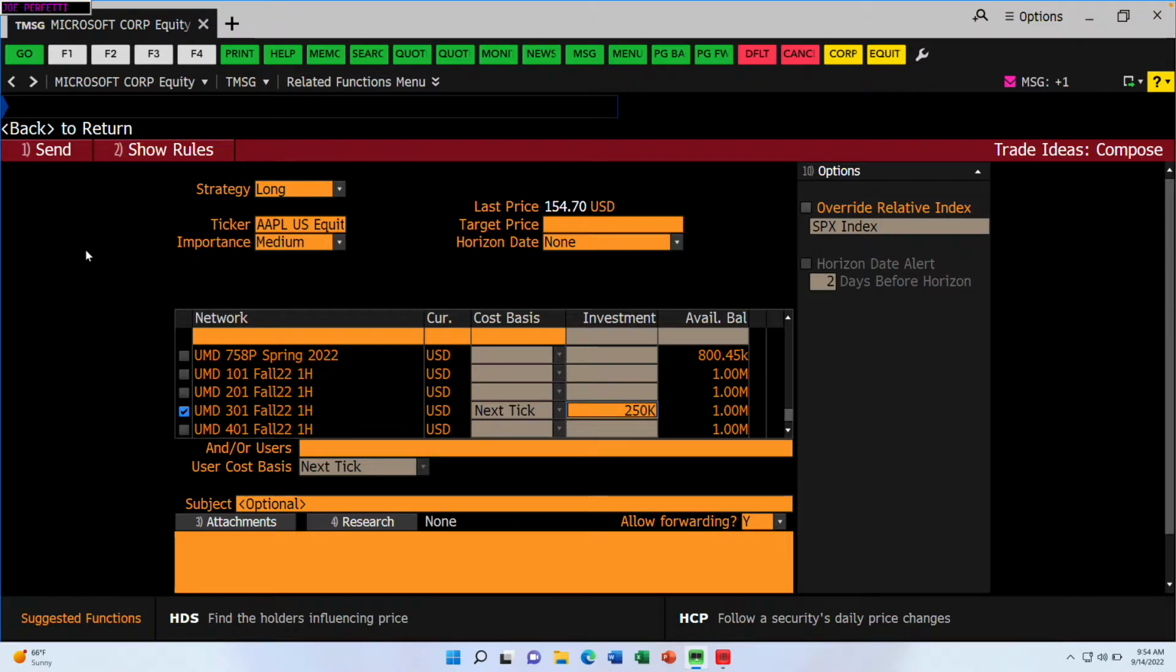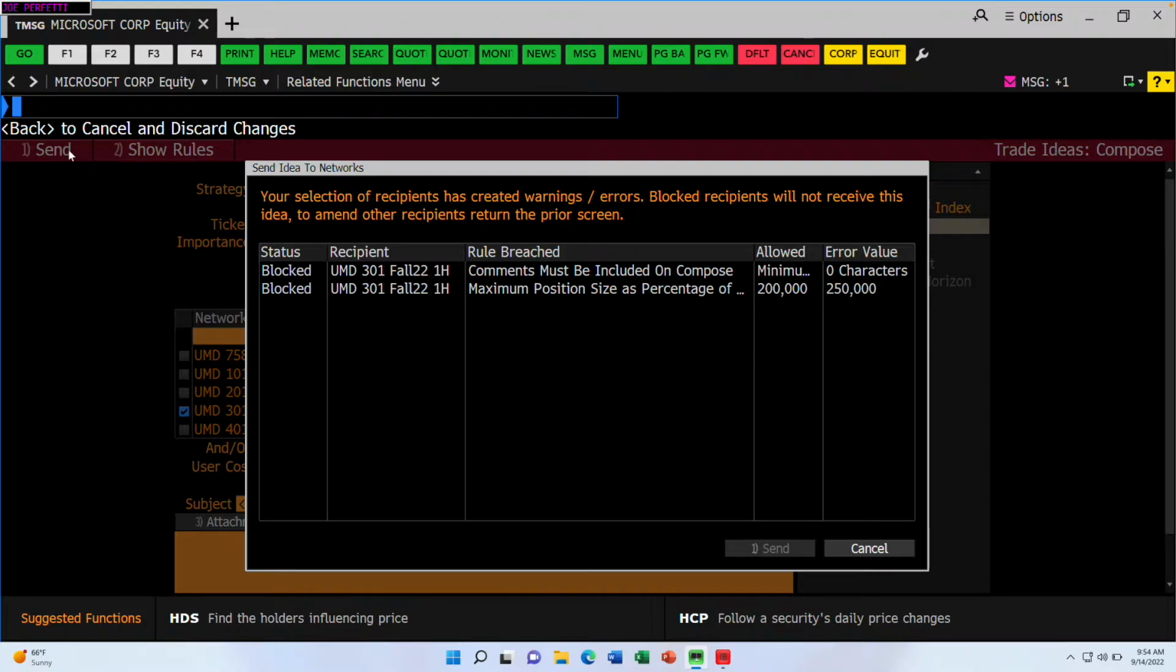Then I go to the top of the screen. I hit send to submit my trade. If I trip up any rules, it won't execute the trade. It'll tell you which rules you tripped up. I tripped up 2 rules. First, I can't put more than 20% of my portfolio in any one stock. 250 is 25% of $1 million, so I can't buy that much Microsoft. Number 2, I didn't put my 50-character explanation. Or so for Apple, sorry.